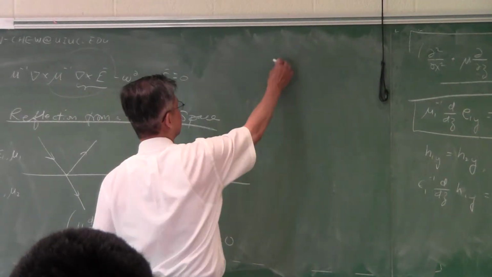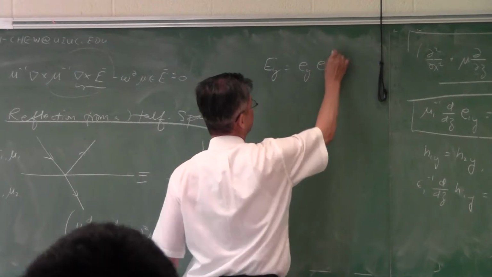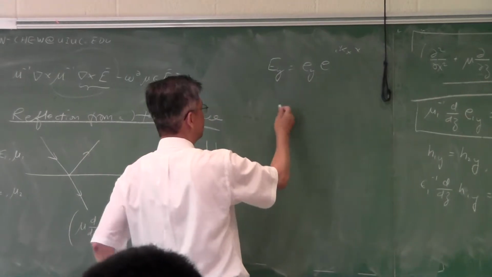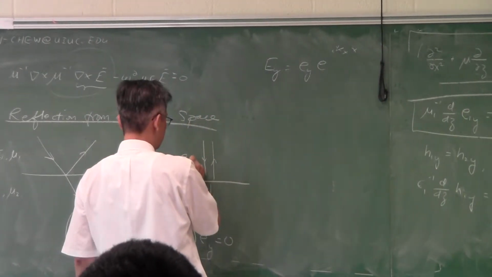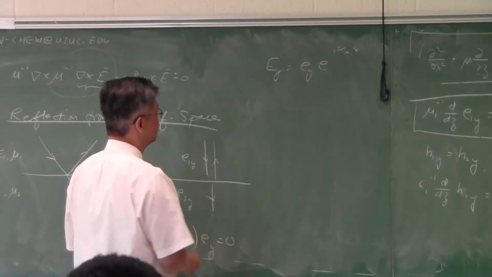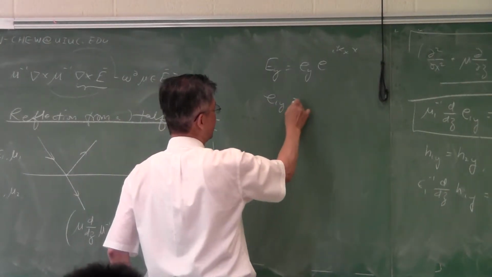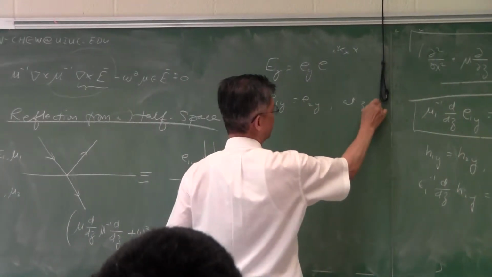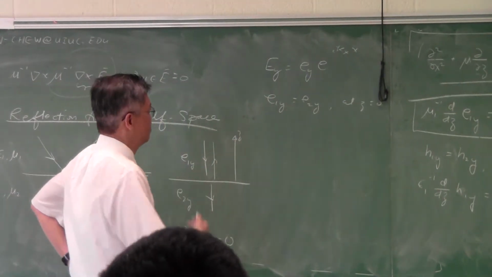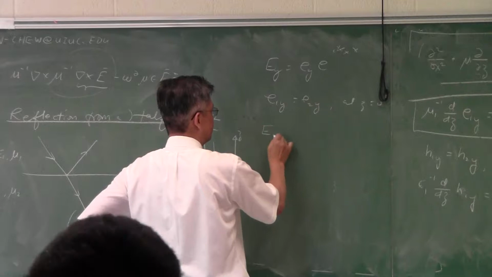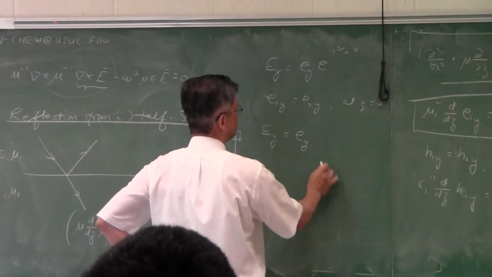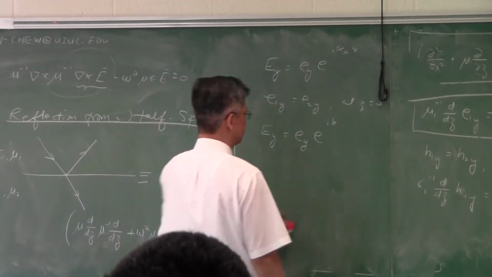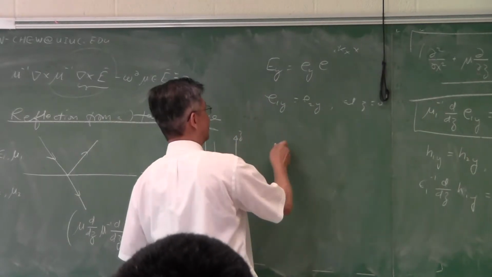for the TE case. E_y is equal to E_y e to the i k_x x. And because it becomes a 1D problem, we would have E_1y in this region, E_2y in this region. Then the boundary condition is that E_1y is equal to E_2y. Let's assume that this is z equal to 0. And in region 1, we would have a solution that looks something like this, e to the i k. We can throw out the k_x term actually.